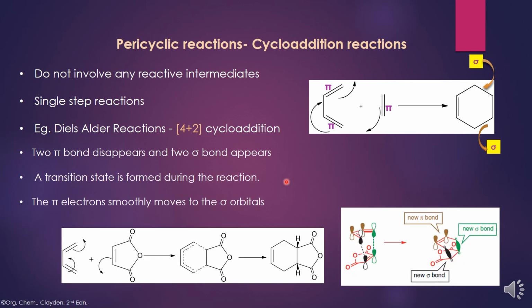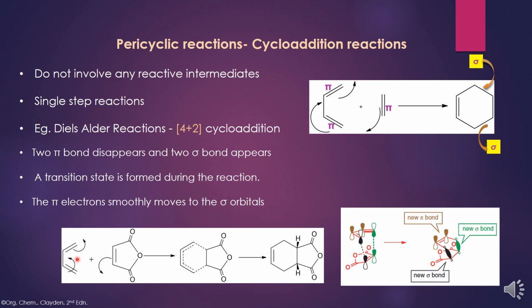Also, we can say, though there is no formation of a reactive intermediate in pericyclic reactions, we can see the formation of some transition state during the reaction. The transition state is not a reactive intermediate. Transition state is a high energy species. So it's just a transition from reactant to product.